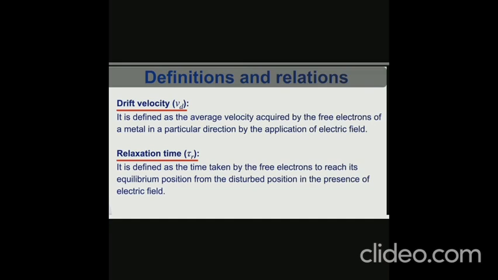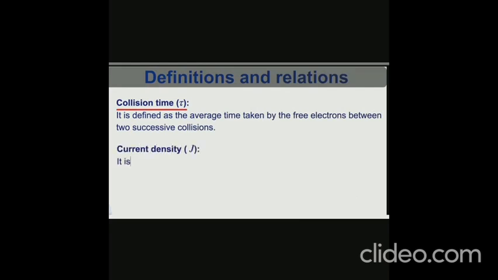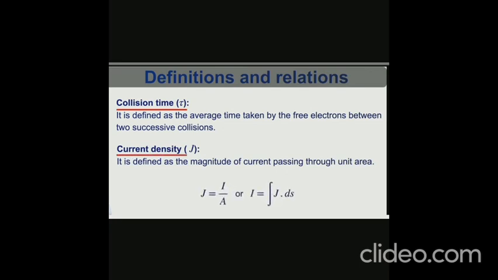And the next one is collision time. Collision time is defined as the average time taken by the free electrons between two successive collisions. And current density. Current density is defined as the magnitude of current passing through unit area. So J equals I by A, where J is the current density, I is the current, and A is the area. This equation is written as I equals the integration of J dot dS.